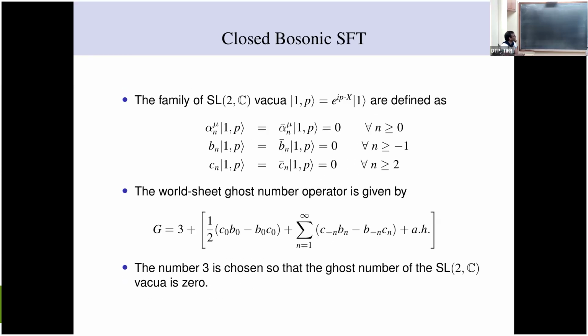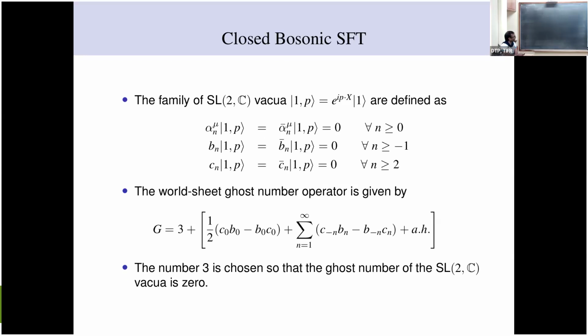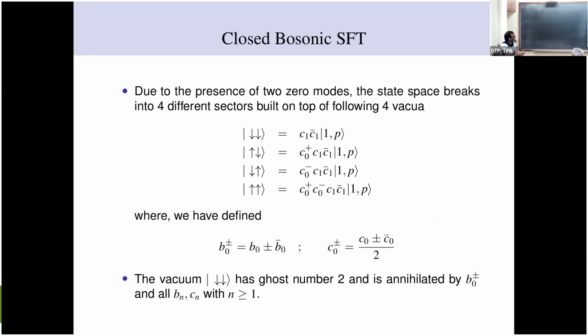Now we have two zero modes, b_0 and c_0, which appear in the theory. Due to this, the state space breaks into 4 different sectors, built on top of 4 vacua. For example, you had |1,p⟩, but since c_1 does not annihilate it, only c_n for n ≥ 2 annihilates this SL(2,C) vacuum. So you can act with c_1 and c̄_1, and this is a perfectly fine vacuum. And then you can also act with c_0^+ and c_0^-. So you have these 4 sets of vacua on which you can build your state space.